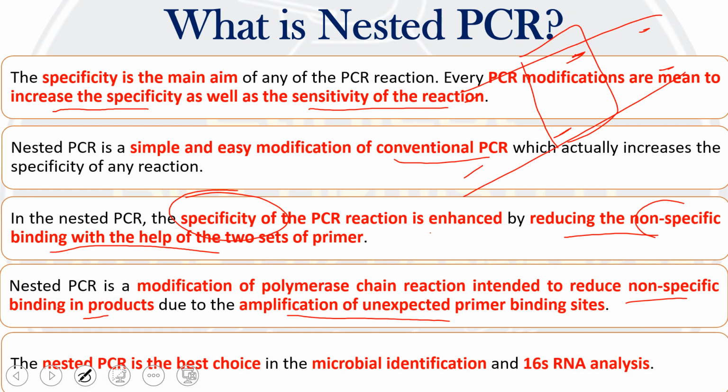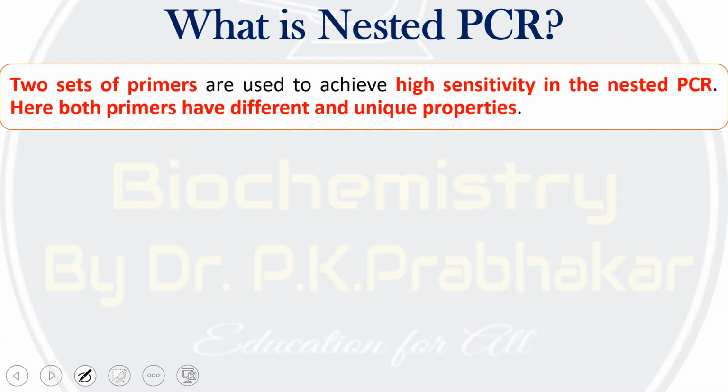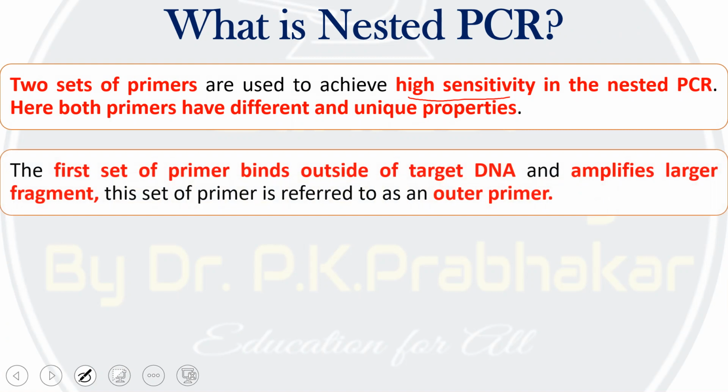So nested PCR is the best choice for microbial identification. Whenever you want to identify microbes and do 16S RNA analysis, this nested PCR is one of the best choices. Now in this nested PCR we are going to use two sets of primers. These two sets of primers are going to give us very high sensitivity in this reaction, and here both primers have different functions, or unique properties, you can call it.